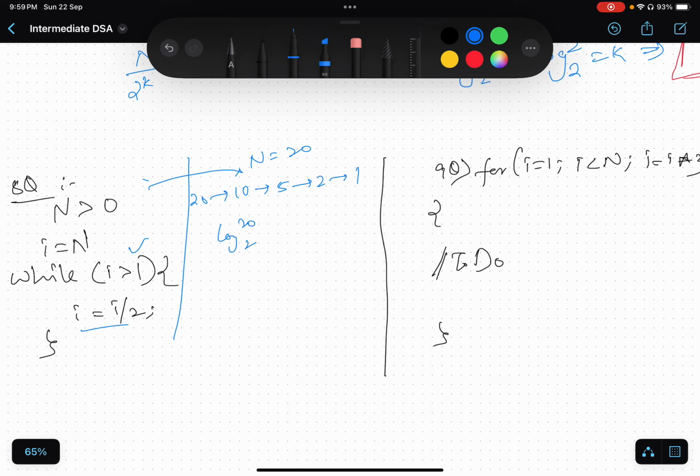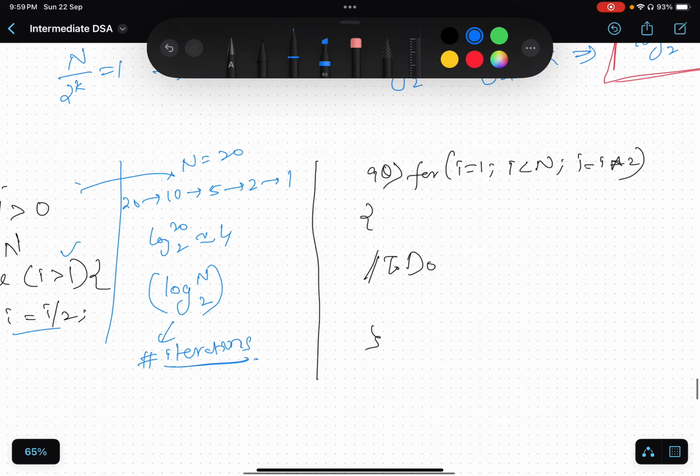That means log 20 base 2, which is approximately equal to 4. Or else can I say the number of iterations is log n base 2. This is the number of iterations. I am trying to see the number of iterations first. Please don't get confused with time complexity. First I am only trying to solve the number of iterations as we did in the last class, but now we are doing it with some logarithmic problems.